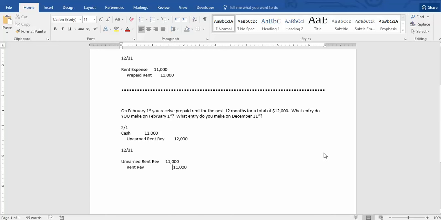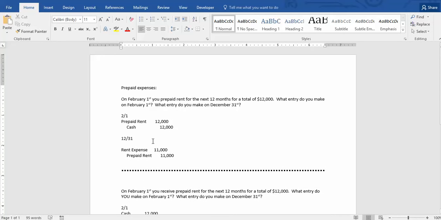Okay, let's look at prepaid rent. We have maybe not looked at that in a while. Prepaid rent is an example of a prepaid expense, or a rent expense. So on February 1st, you prepaid for a year's worth of rent. You prepaid rent for 12 months, and it cost you $12,000 in total.